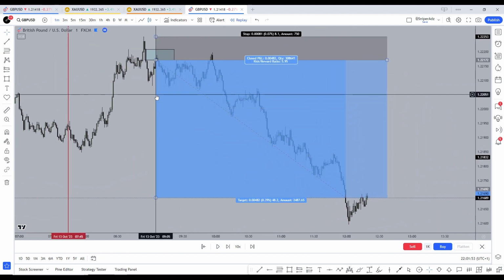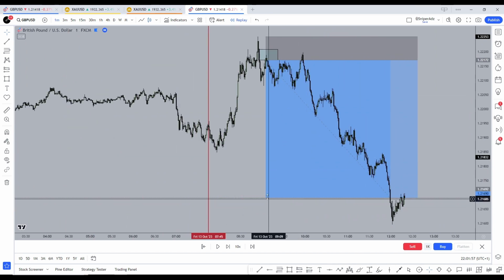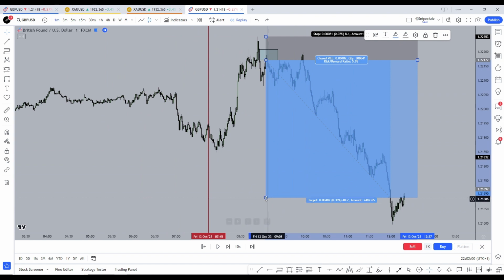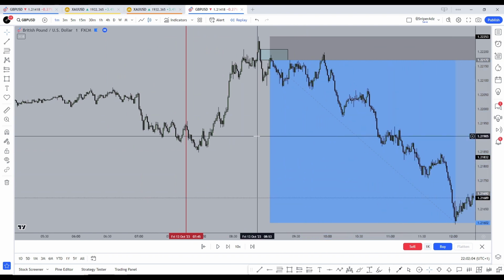And as you can see here at 9:05, we found a very nice entry, and again take profit smashed, and it actually went beyond that area for even more. Let's just have a look. Yeah, very nice, a 1 to 7 risk to reward. So that's a very nice example number 1. Let's move on to example number 2.